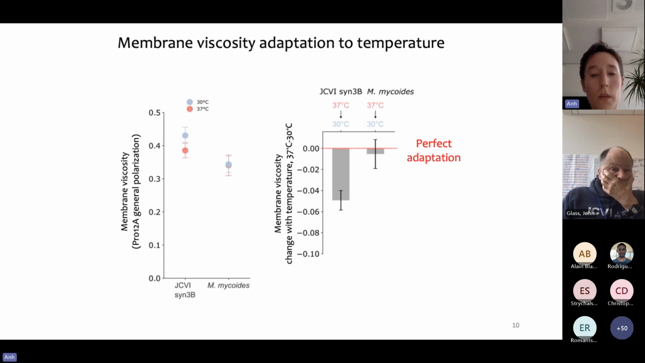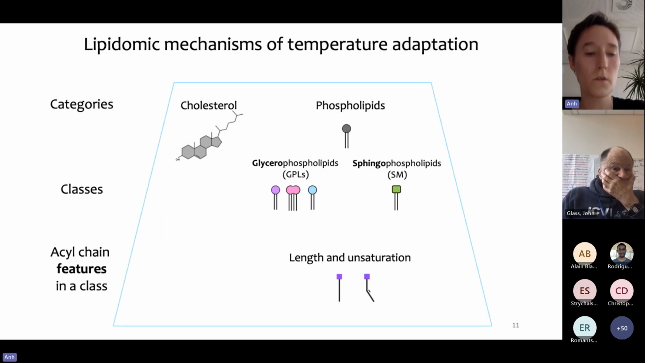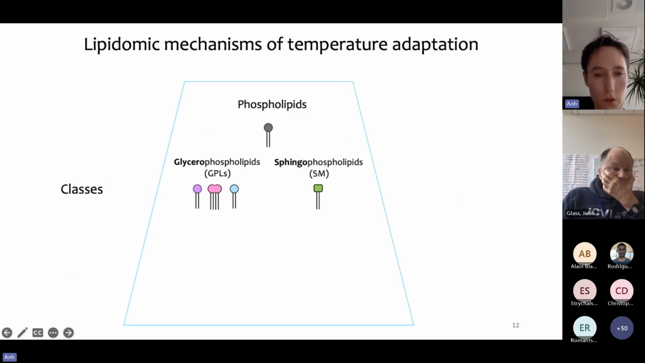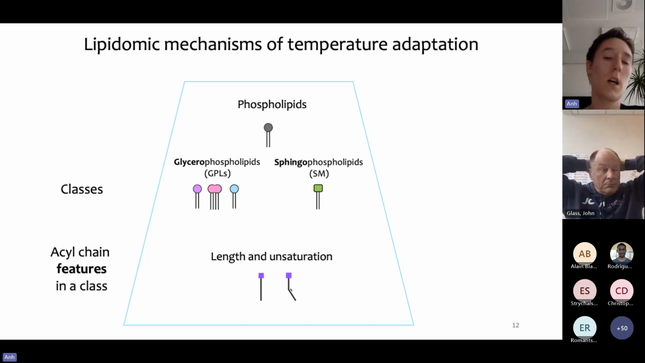So if we come back to the phospholipid structural features pyramid and specifically focus on phospholipids today, then just as a reminder, in mycoplasma, there are glycerophospholipids and sphingophospholipids, which are structurally distinct. And for simplicity of this talk, we are only going to focus on acyl chain features of these two phospholipid groups. Acyl chain features, again, are characterized by length and unsaturation of acyl chains in each of those phospholipid classes.